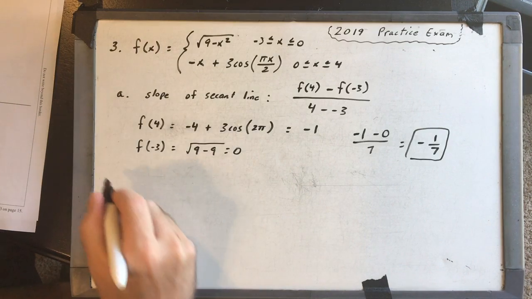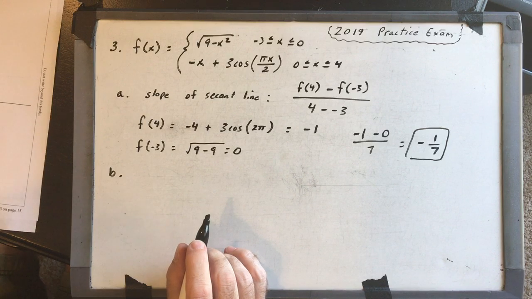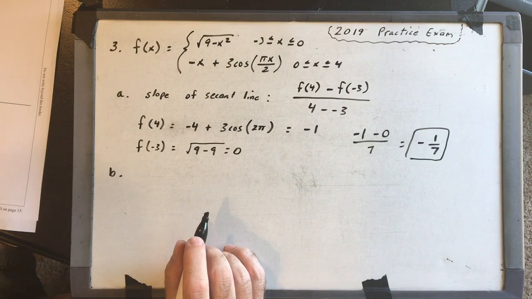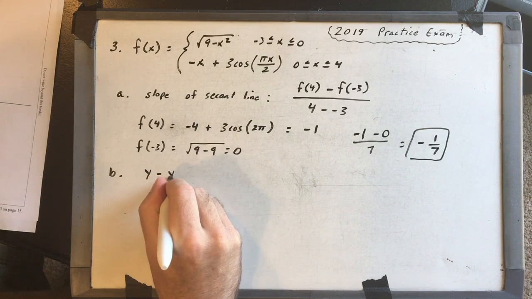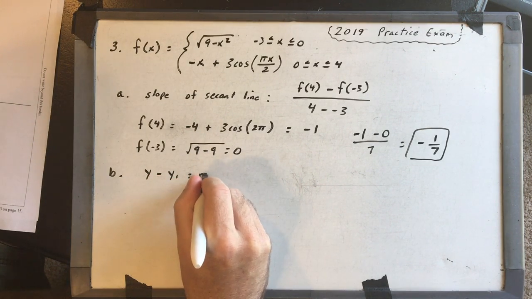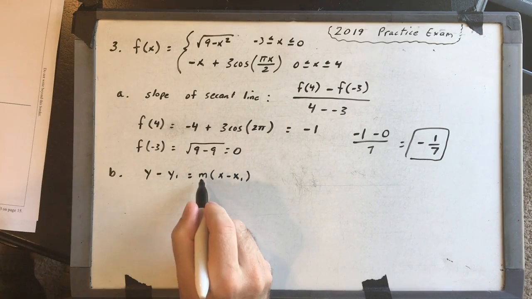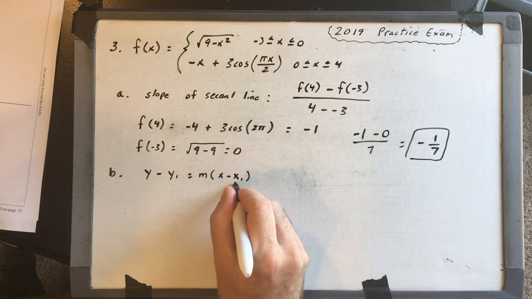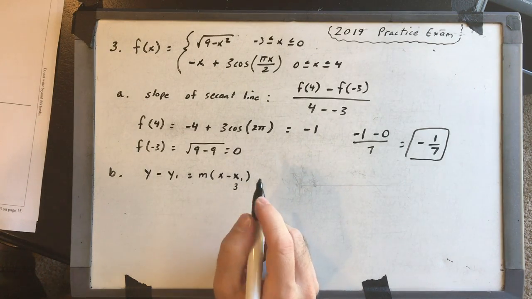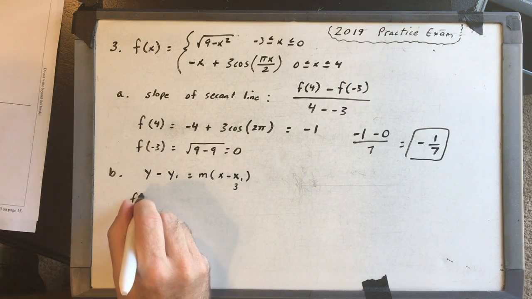Okay, let's see if we can squeeze in part B. It says write an equation for the tangent line at x equals 3. So you know your tangent line equation, y minus y1 is equal to the slope times x minus x1. So we've got to get the slope by taking the derivative at 3. We have x1 because they gave that to us. It's 3, right? And then we need to get y1 by finding f of 3.